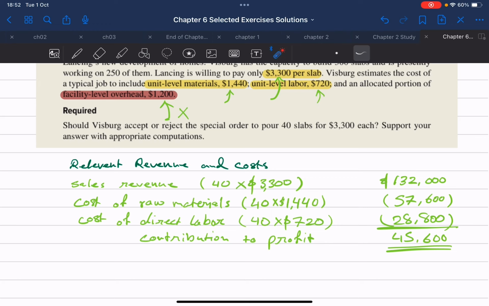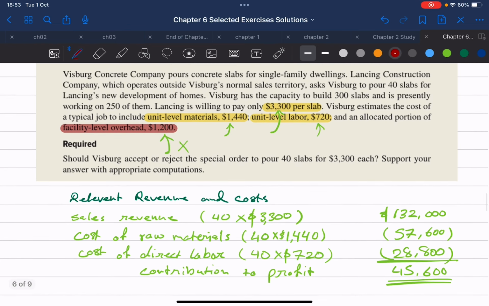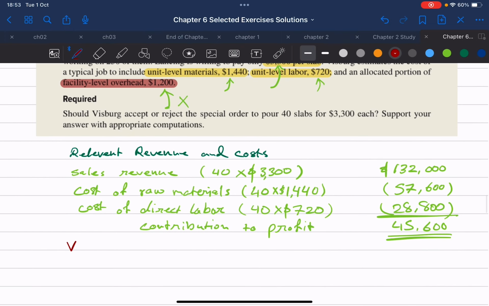And as we explained in class, as long as the differential revenue is higher or more than the avoidable costs, then we accept. So we're gonna get a positive contribution to profit, and that means we should, let me write it down. What was the name of the company? Visberg. So I'll say Visberg company should accept the special order.